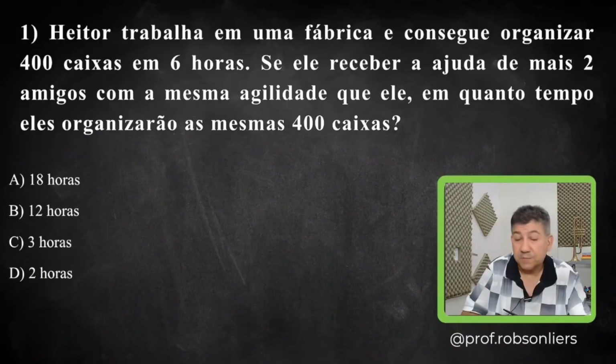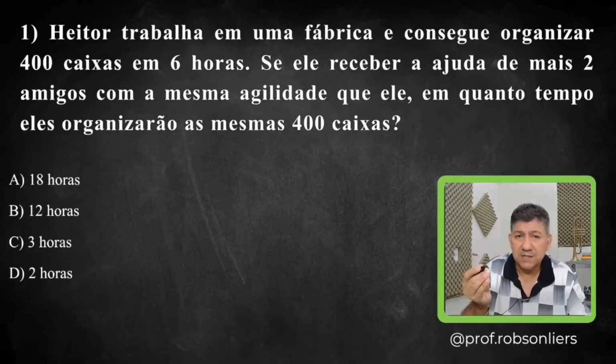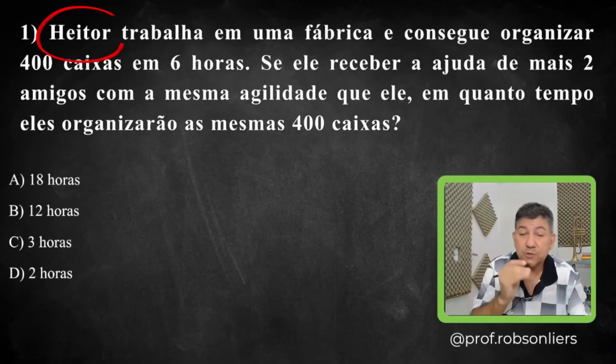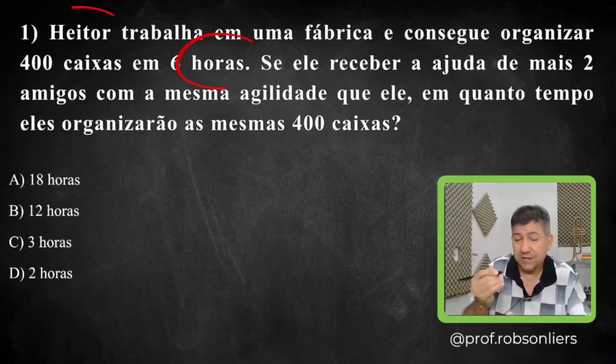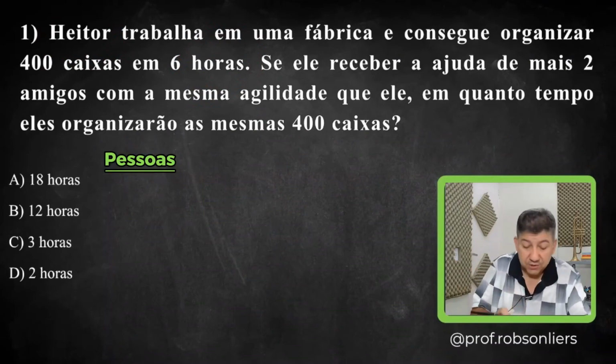Well, the first step for us to solve problems involving proportions is to organize the quantities. In this problem, we have 3 quantities, but we will use only 2 because the number of boxes doesn't change. It will always be 400 boxes, okay? So we have the number of people working and the number of hours worked. So I'm going to put here the number of people and the number of hours.